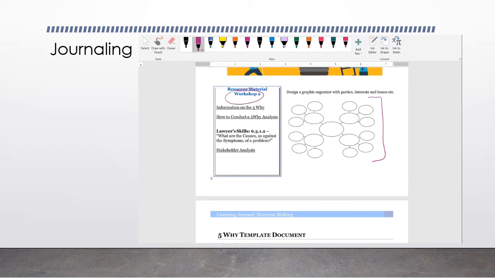Again, check to see whether there's something you're supposed to be doing in relationship to a workshop. For example, should you be looking through these documents because they're useful for workshop 6?